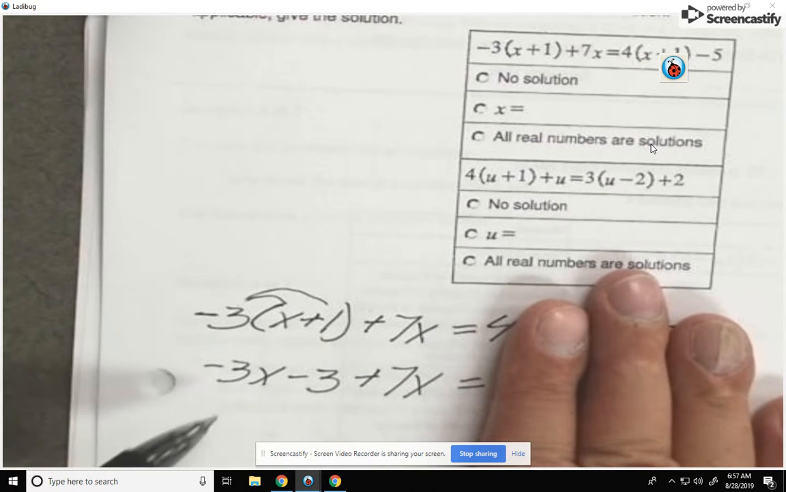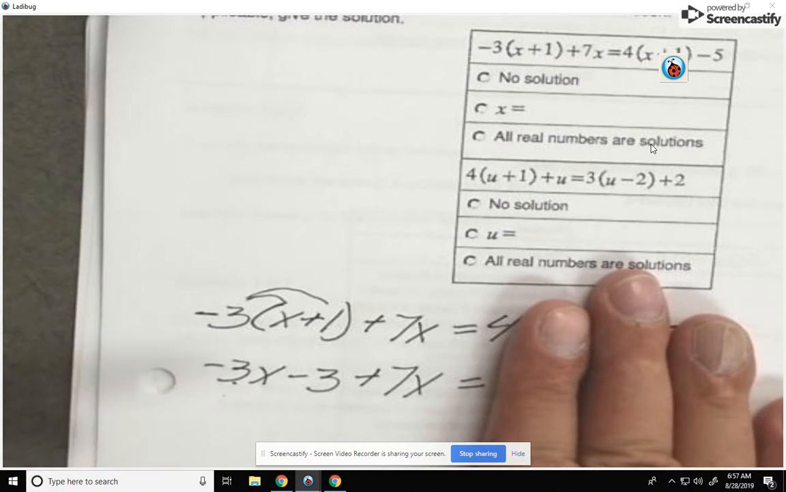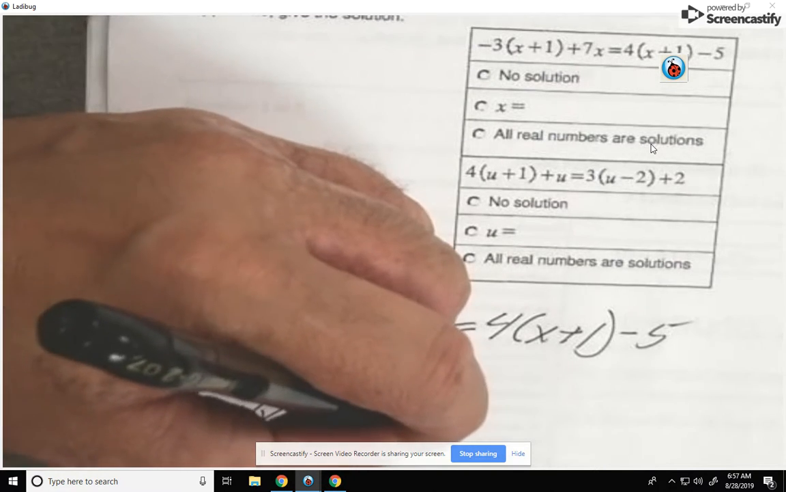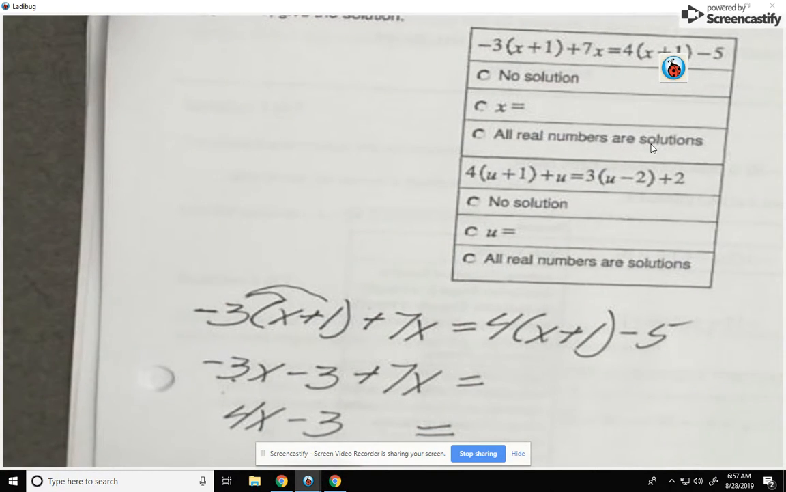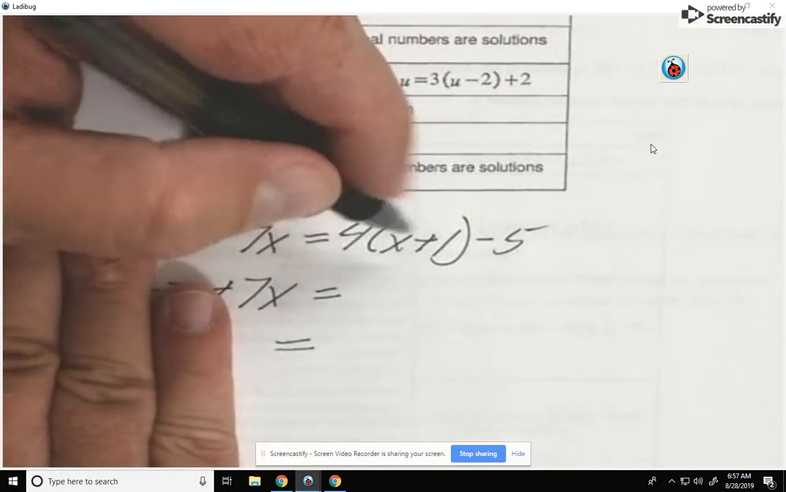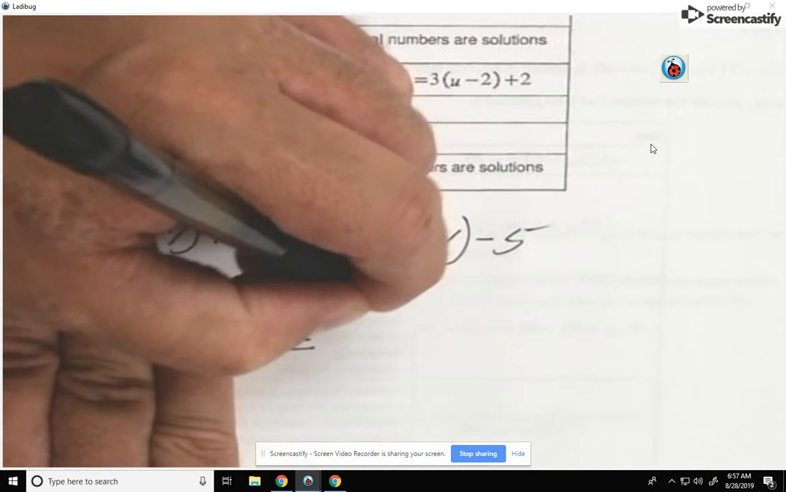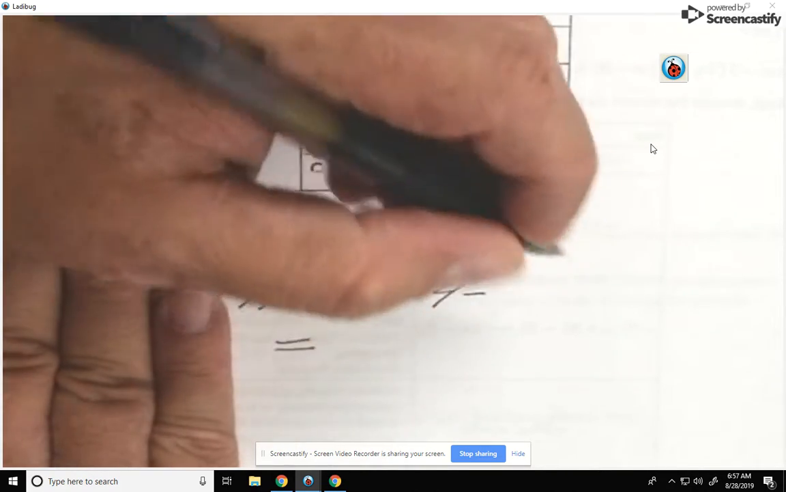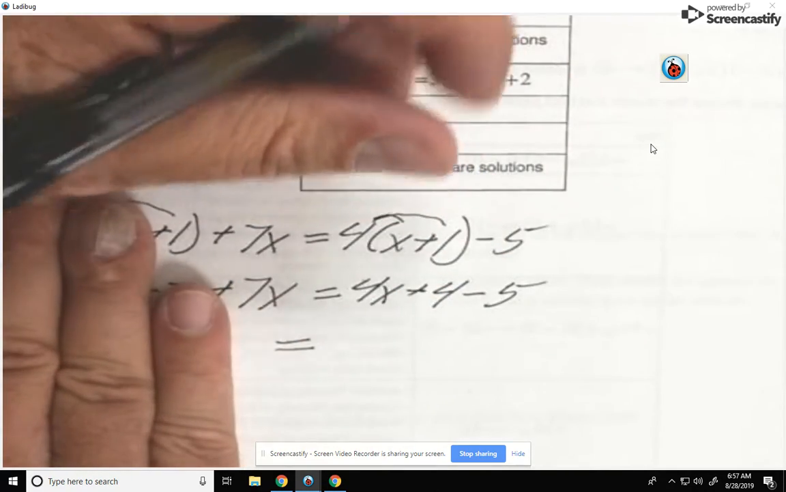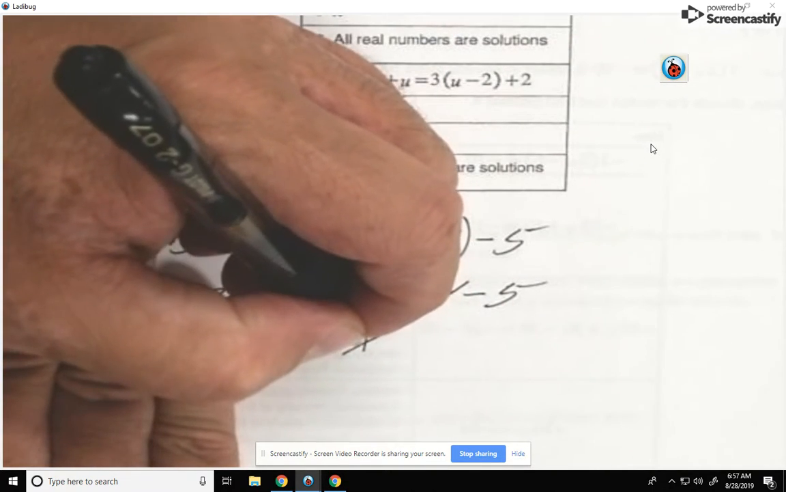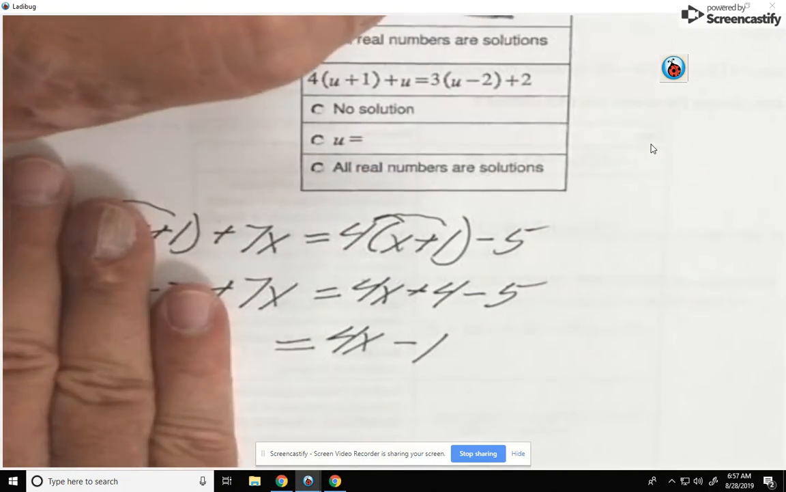Okay, staying on this side, I can still combine like terms. So negative 3x plus 7x gives me 4x minus 3. At this point, my left side is simplified as much as possible. So now I'm going to look at my right side. Same thing, I can start off by distributing. 4 times x gives me 4x. 4 times 1 gives me 4, minus 5. Here I can combine my constants, so 4 minus 5 will give me negative 1.